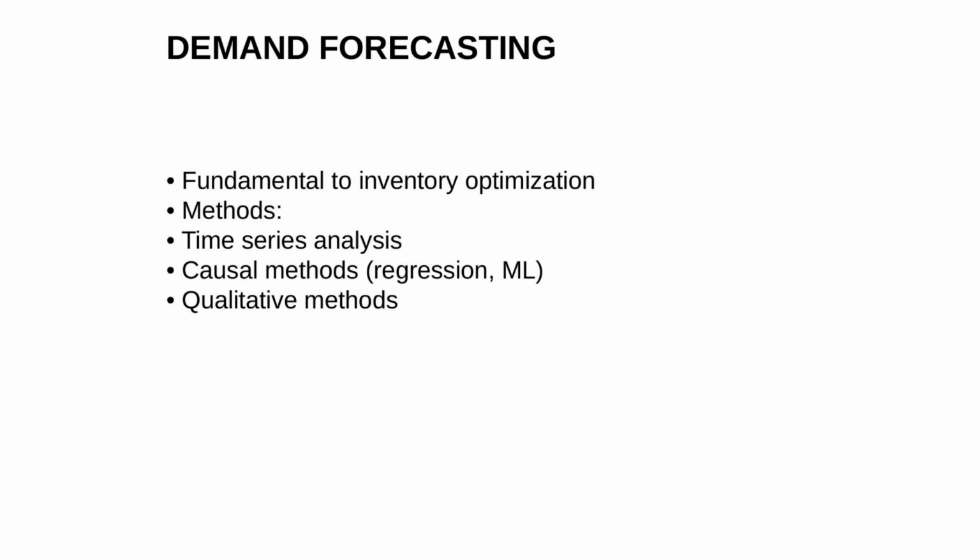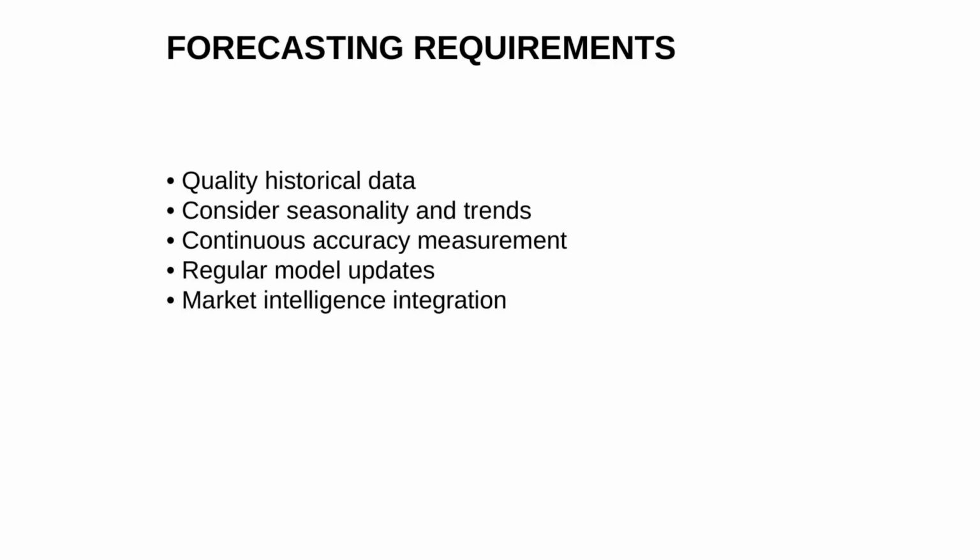Demand forecasting is fundamental to inventory optimization. If forecasts are consistently wrong, replenishment and production plans will be wrong too. Forecasting methods include time series analysis, such as moving averages and exponential smoothing, causal methods like regression and machine learning, which link demand to drivers, and qualitative methods such as expert judgment, market research, and customer input, especially when data is limited.